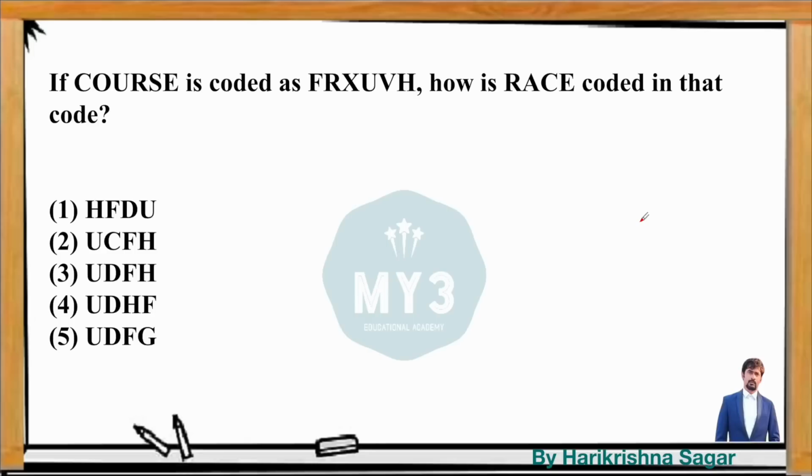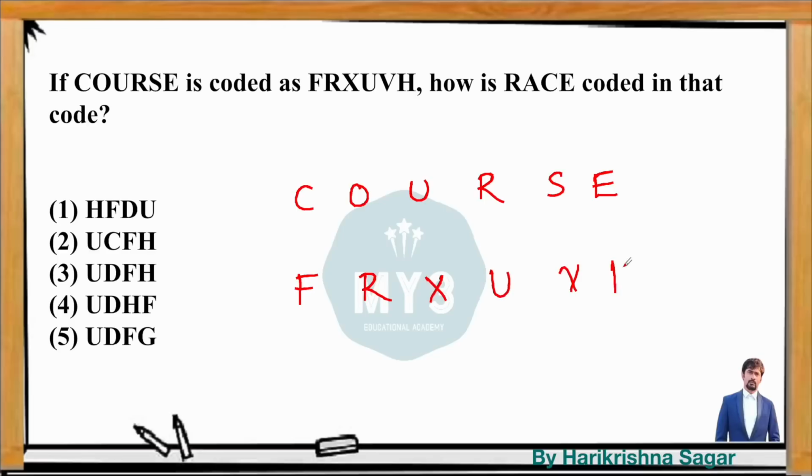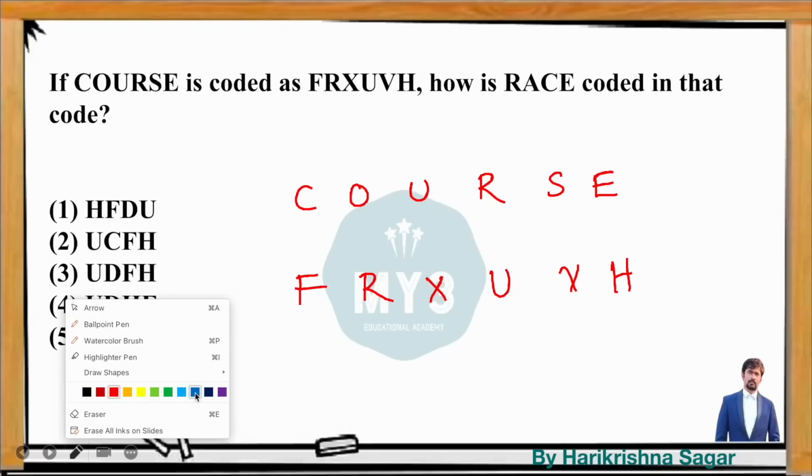So let's look at this question. If course is coded as this, then how is the word race coded? If you observe, the question is given: course is coded, C-O-U-R-S-E. Course is coded as F-R-X-U-V-H. Write like this in the vertical pattern so that you can easily figure out the answer.